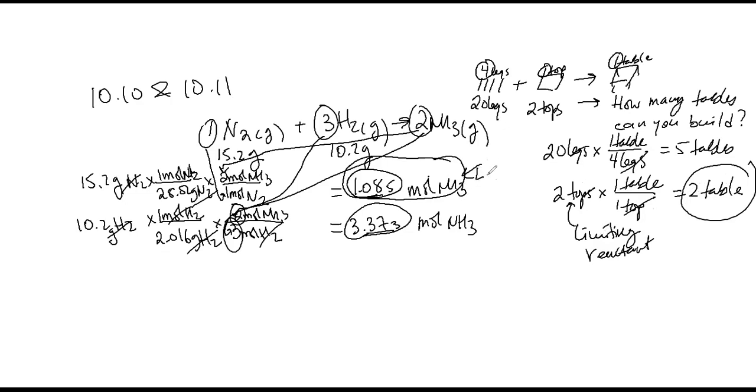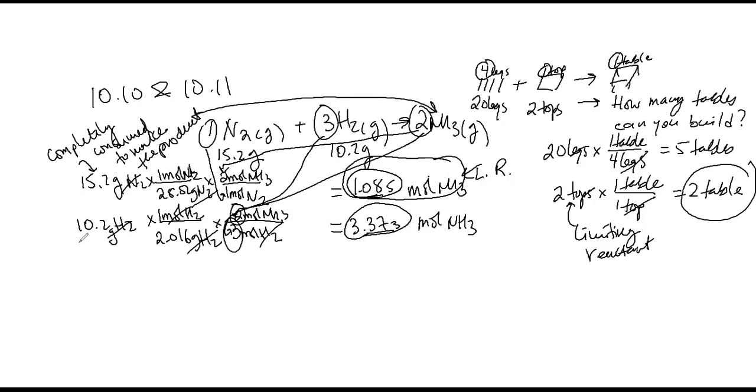So this is the limiting reactant, which I'm going to abbreviate LR, and this will be the excess reactant. So in other words, when hydrogen reacts with nitrogen, this amount of 15.2 will be completely consumed to make the product, where this one will still have some leftovers, unreacted. Some of this will be leftovers.